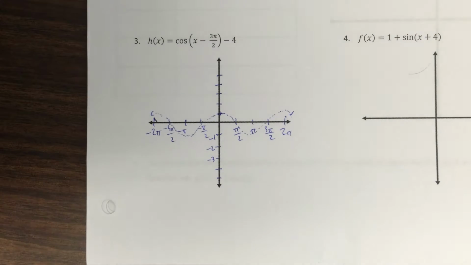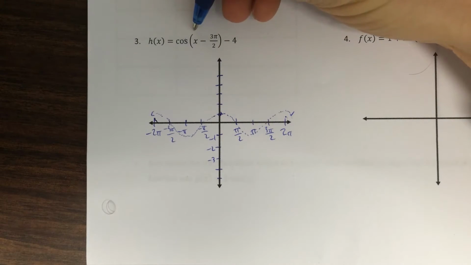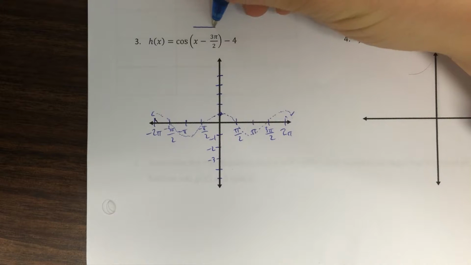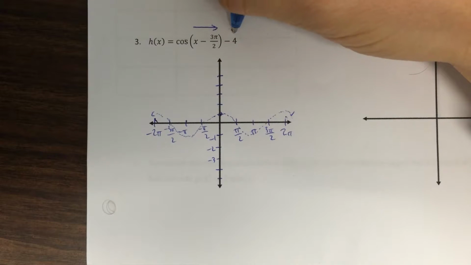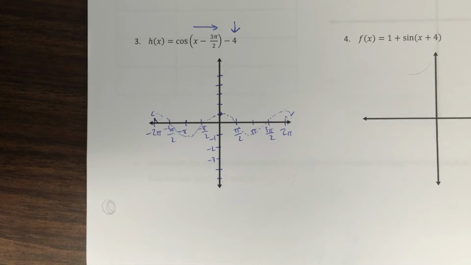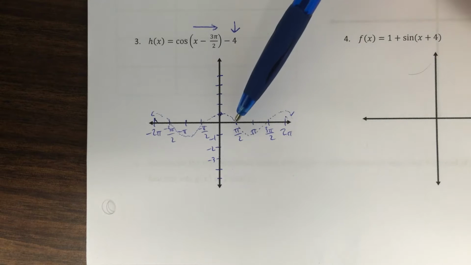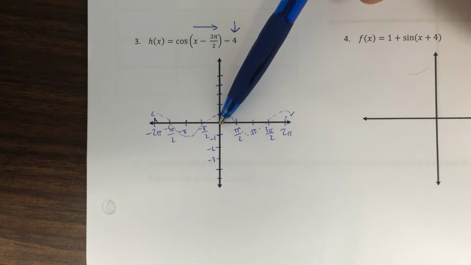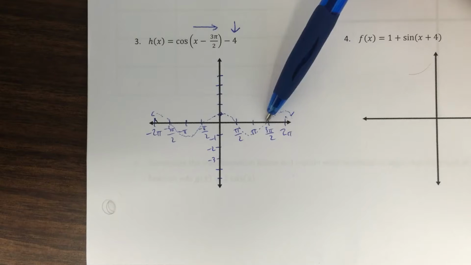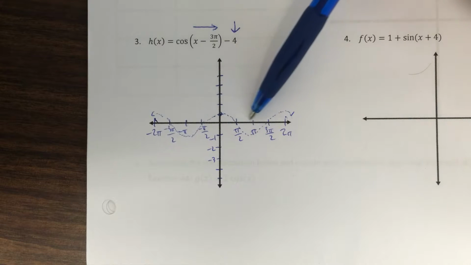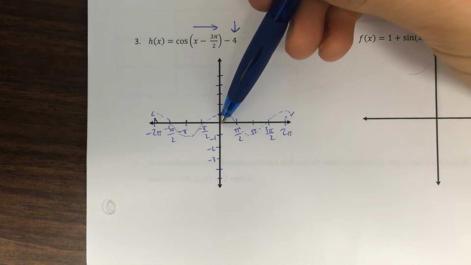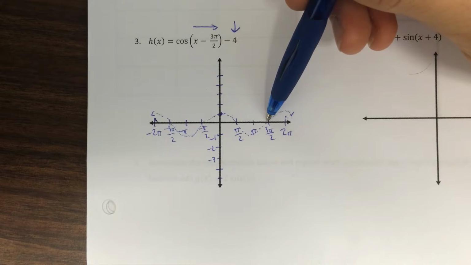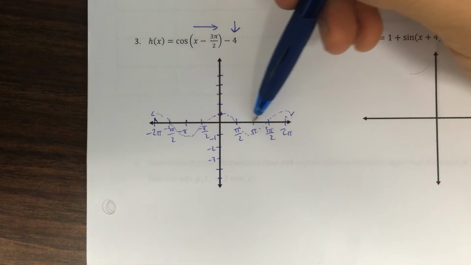Now here's the thing, I'm shifting to the right, because it's minus 3 pi over 2, to the right 3 pi over 2, and then down 4. But let's think about this. I notice from 0 to 3 pi over 2, if I were to go to the right, 3 pi over 2 would be 1, 2, 3 tick marks.